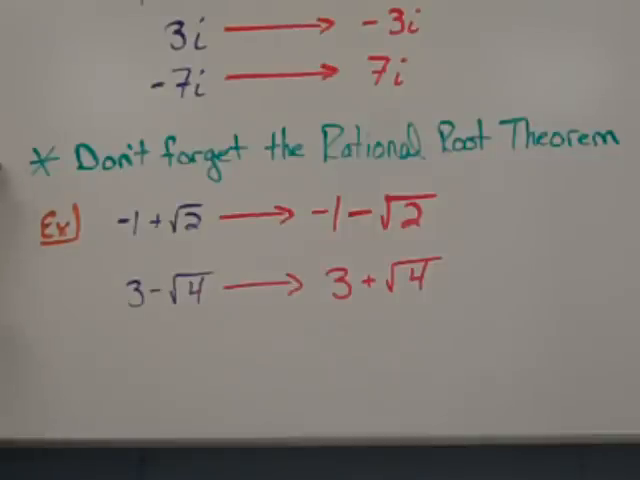Just as a reminder, I wanted to make sure that you guys didn't forget the rational root theorem. Remember, we talked about that in the previous section. It's almost identical to the complex conjugate root theorem, but remember, if -1 plus the square root of 2 is a root, then -1 minus the square root of 2 is also a root. Just like 3 minus the square root of 4, 3 plus the square root of 4.